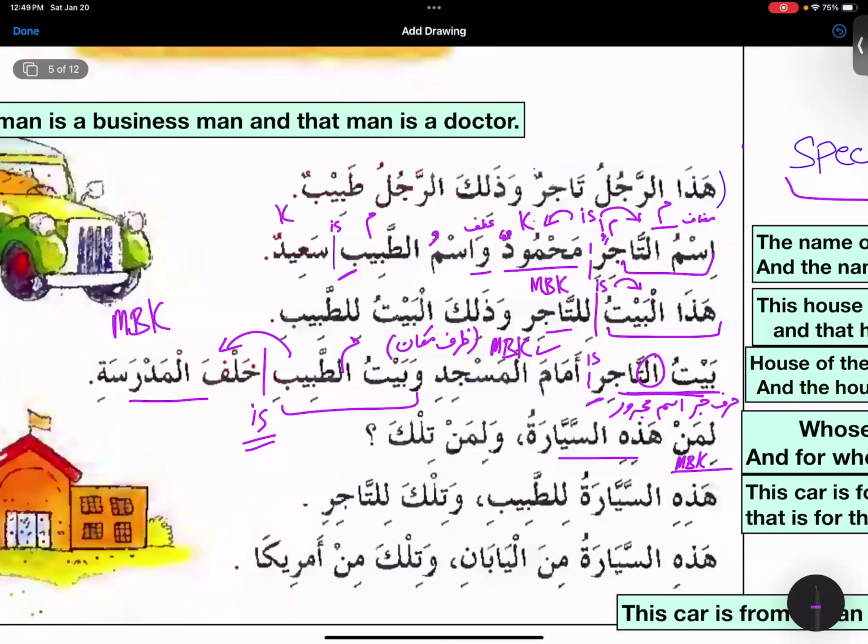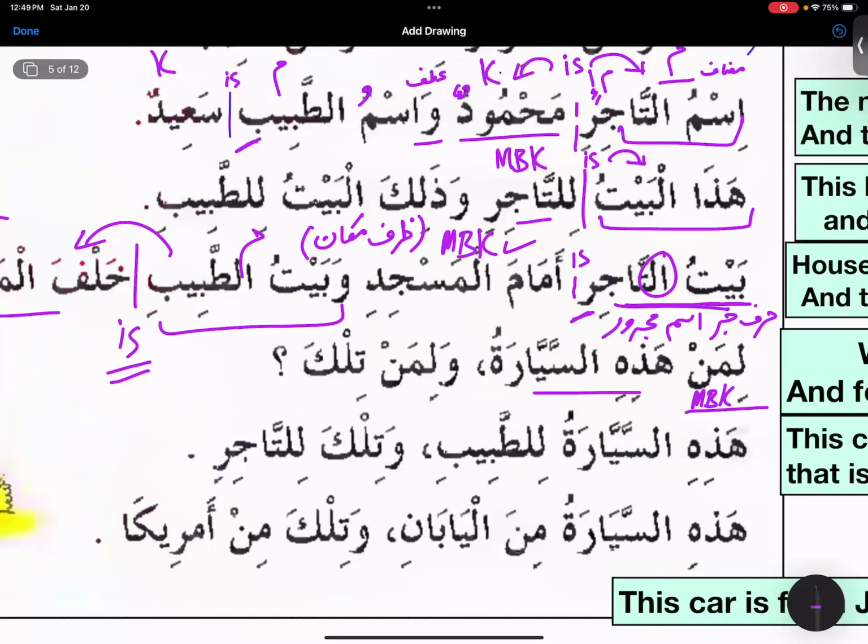This is MBK. Okay, next one. هَذِهِ السَّيَّارَةُ لِتَّبِيبِ. Are they together? One bucket? Yes, it's a fragment. لِتَّبِيبِ is one bucket? Yes. Is there a break in the chain? Yes. So, this is my Mubtada.